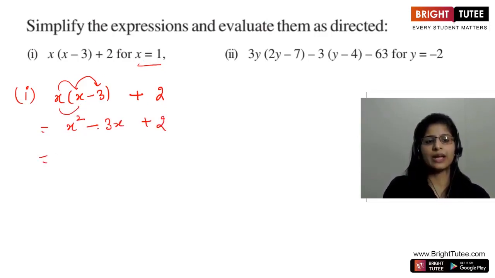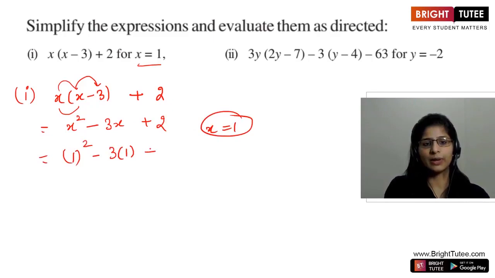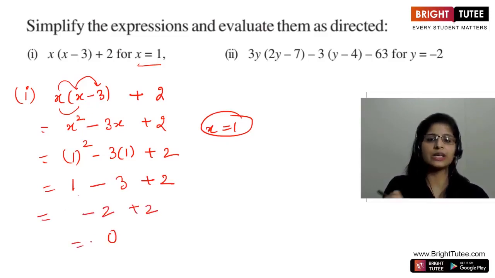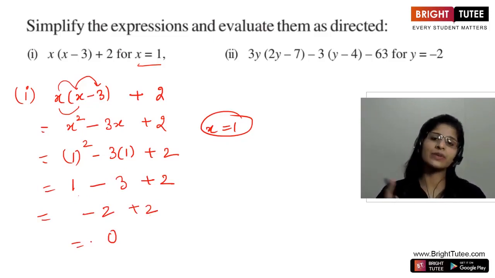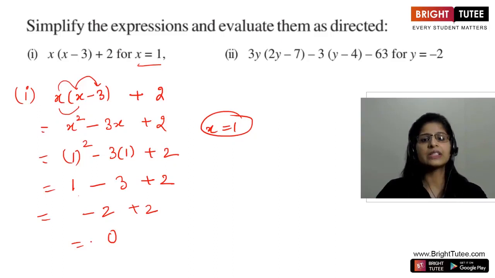Now we will put x equal to 1. So 1 whole square minus 3 into 1 plus 2. 1 whole square is 1. 3 into 1 is 3, plus 2. So we get 1 minus 3 plus 2. What is the answer, students? So we get 0 as the answer. What we did is, first we did the simplification. After simplifying it, we put x equal to 1. Clear? Let us solve the second part.